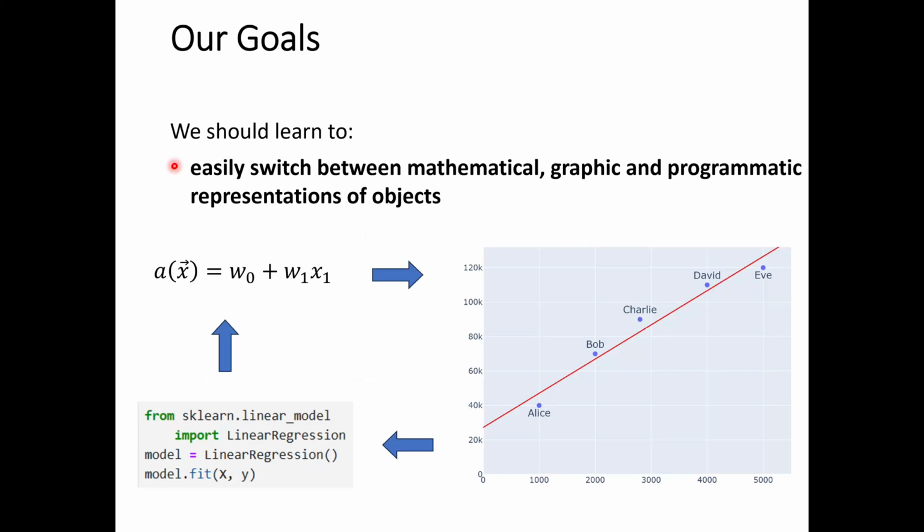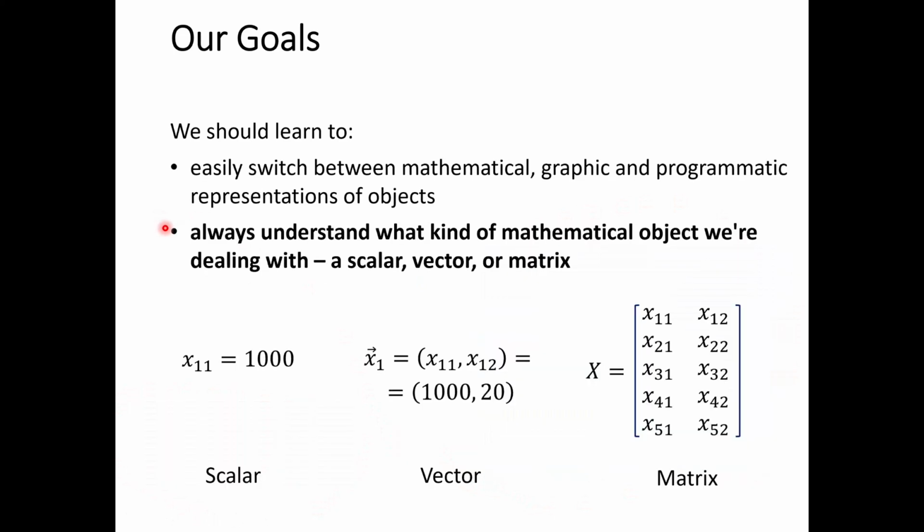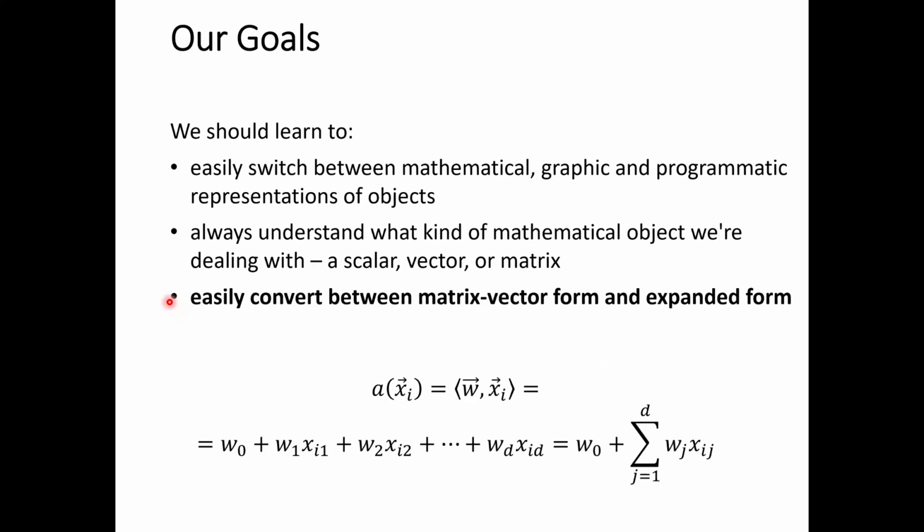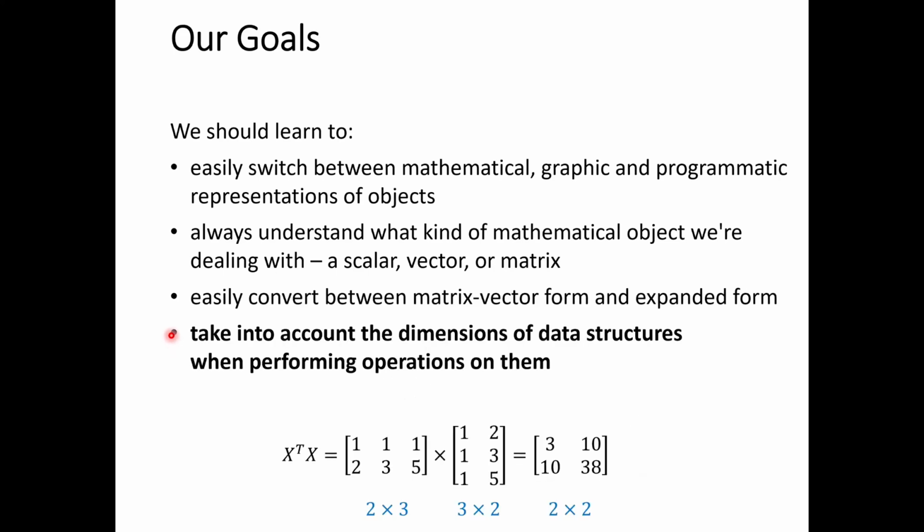We should learn to easily switch between mathematical, graphic, and programmatic representations of objects. Always understand what kind of mathematical object we are dealing with: a scalar, vector, or matrix. Easily convert between matrix vector form and expanded form. Take into account the dimensions of data structures when performing operations on them.